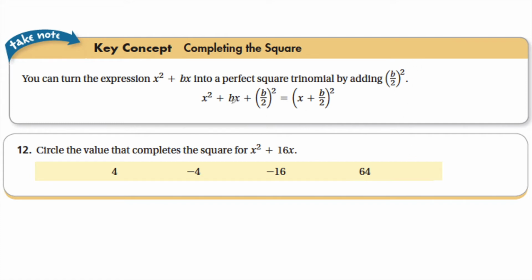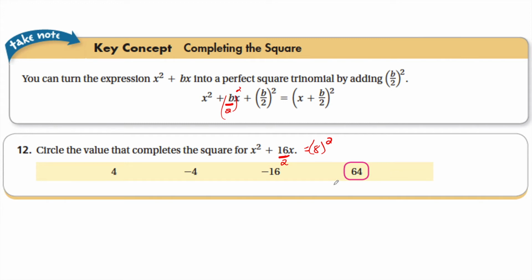So we're going to take whatever's on the inside, divide it by 2, and then whatever that answer is, we're going to make sure we square it. Question 12. Circle the value that completes the square for x squared plus 16x. Well, if we wanted to complete the square, we would first take that b value, divide it by 2, which gives you 8, and then we have to square that 8. So 8 squared ends up being 64, and that is going to be the correct answer.